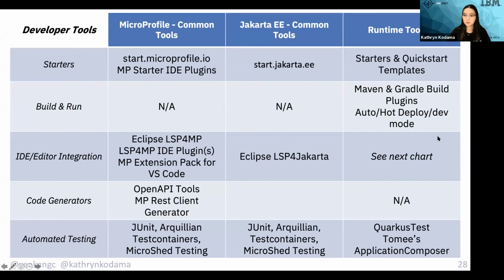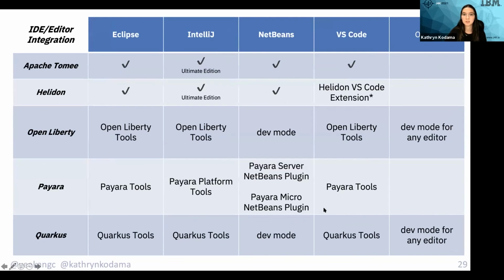And then for IDE integration, we have Eclipse LSP for MP. So that was the tools for MicroProfile extension we just saw in VS Code, giving us the snippets and the diagnostics. And then the incubator project LSP for Jakarta that we are working on developing as well, starting with Eclipse. And then for code generators, we have OpenAPI tools, and we saw that integrated into VS Code with the MicroProfile REST client generator. And then for automated testing, I know it's quick, but I showed a bit of MicroShed testing, but there are also JUnit, Arquillian, and Testcontainers.